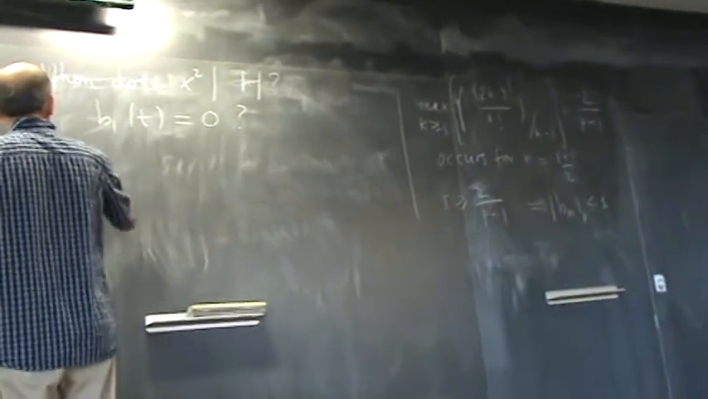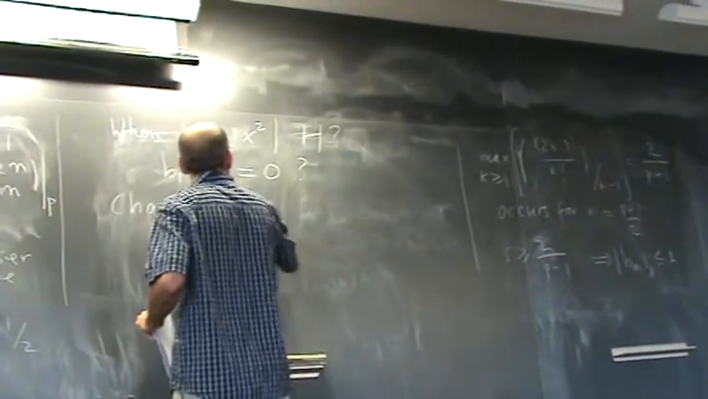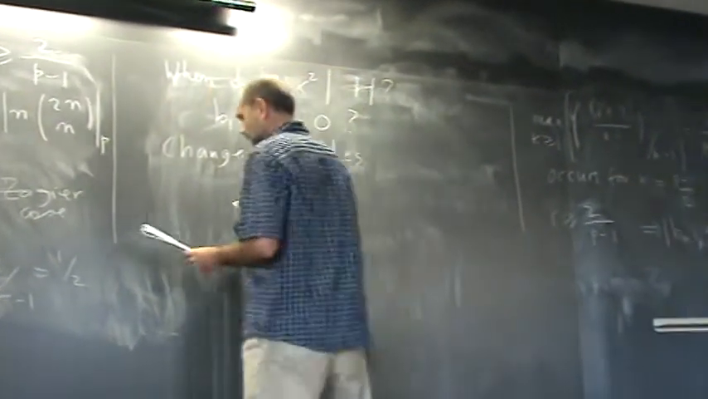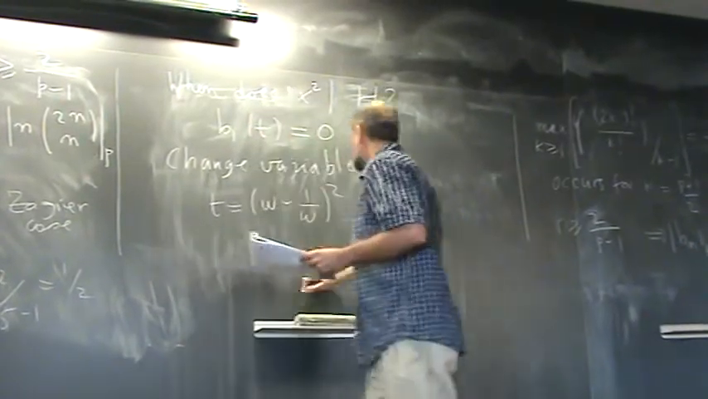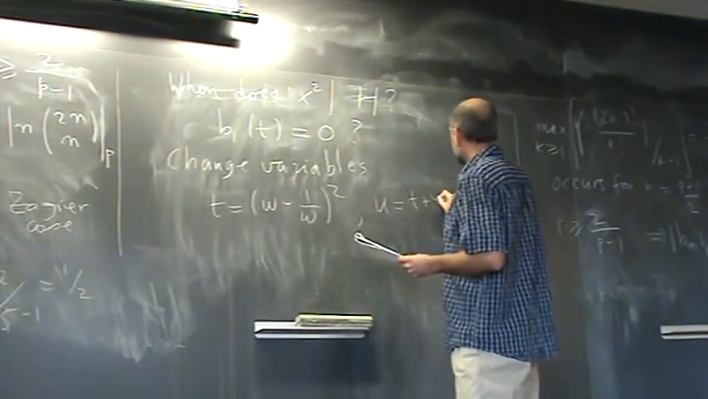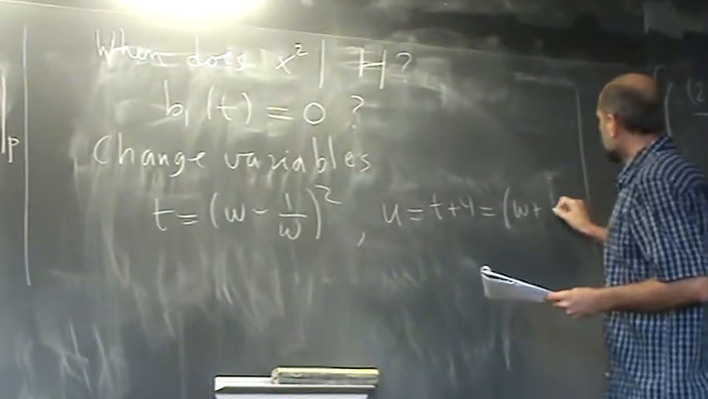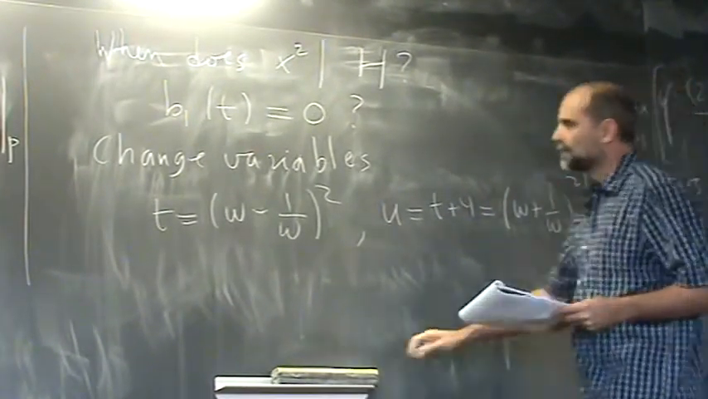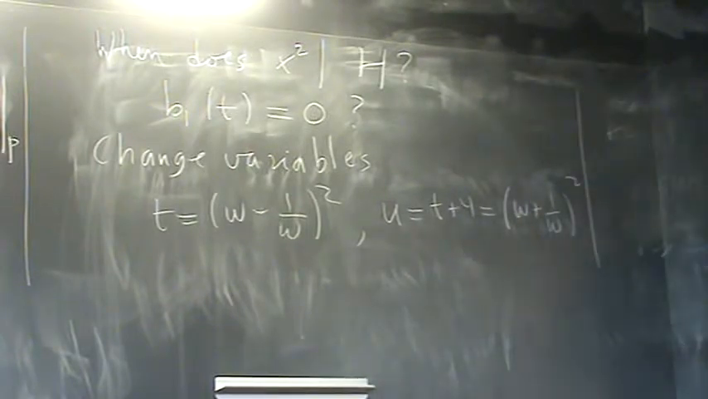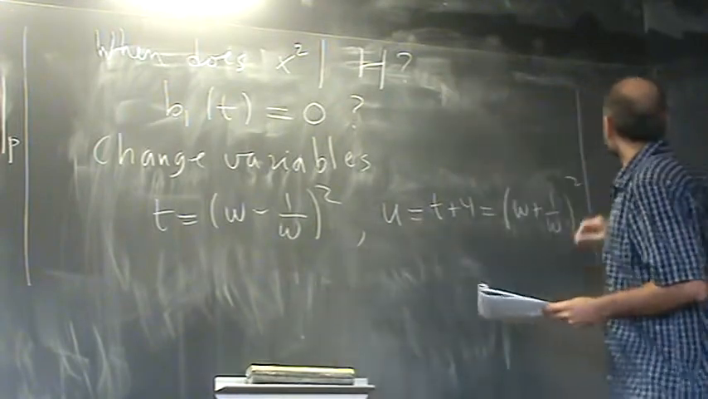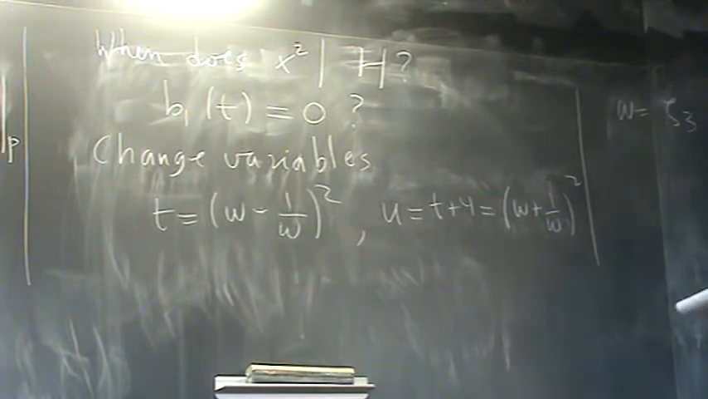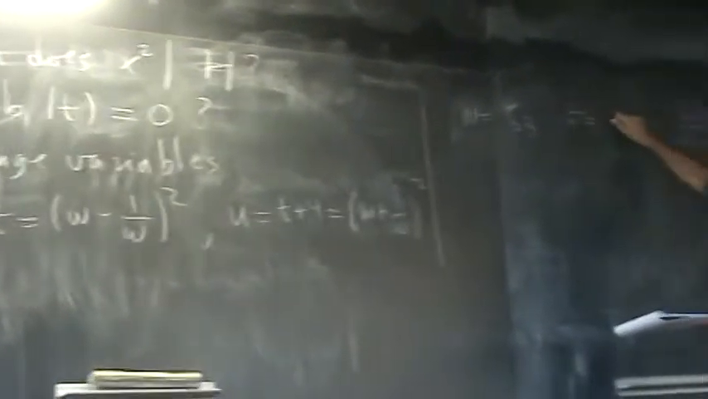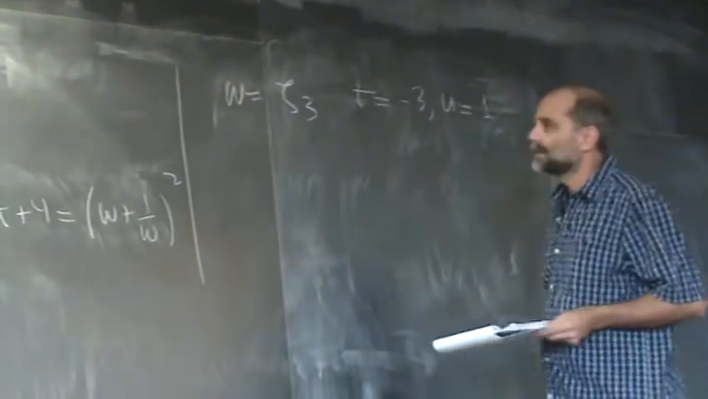So I'm going to change the variables slightly, in a more convenient way. Let me write t to be w minus 1 over w squared. And therefore u, which is t plus 4, becomes w plus 1 over w squared. It's a more symmetrical form. And so, for example, if w is a primitive cubic root of unity, then this corresponds precisely to t equals minus 3 and u equals 1, which is the original case.